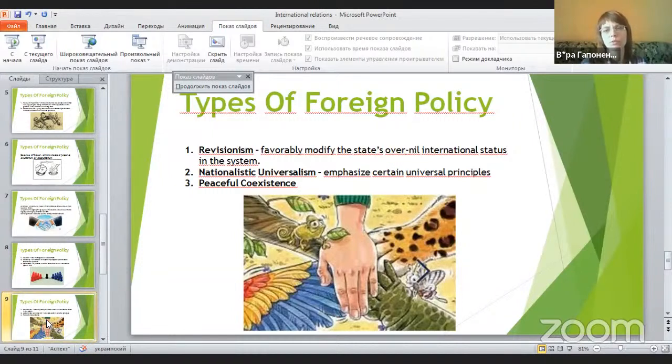And nationalistic universalism is based on certain universal principles like human rights, like peaceful life, like peaceful interaction between countries, equality of different international actors, and so on. And peaceful coexistence is based on the same ideas, but it also pays attention to peaceful methods of deciding and solving any problems during the interaction.